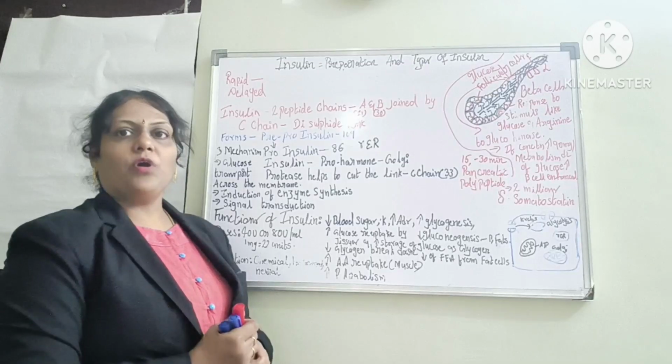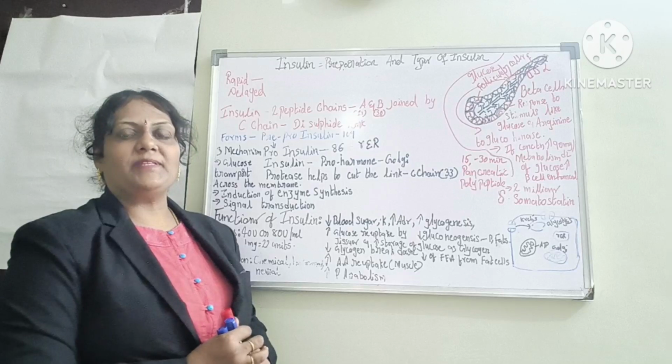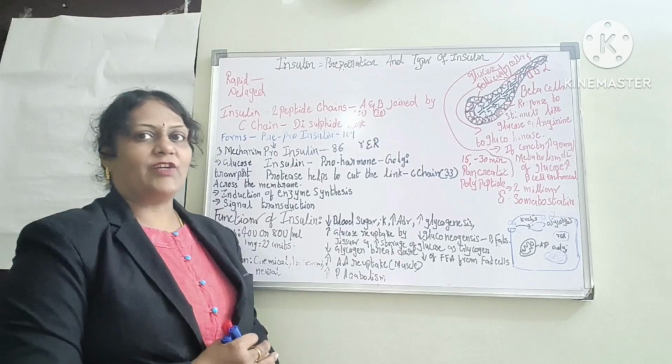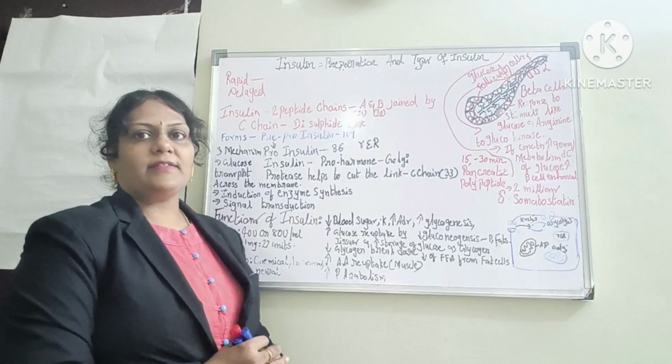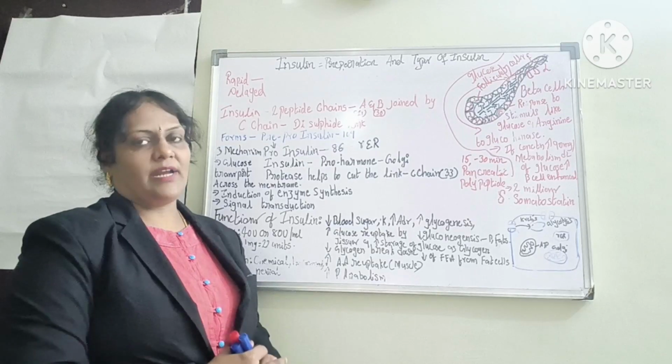We will start a small topic which is called insulin. Insulin is a hormone which has been synthesized and stored in the gland called pancreas. Pancreas has two portions: one is the exocrine portion and the other is the endocrine portion.